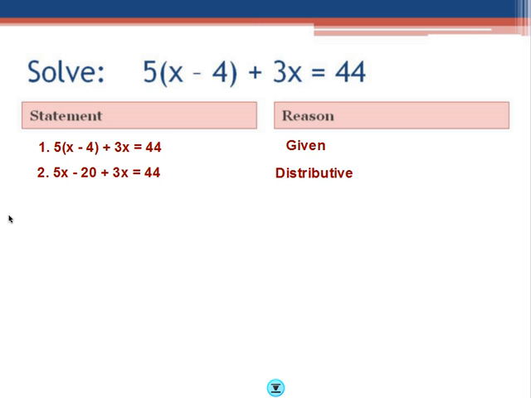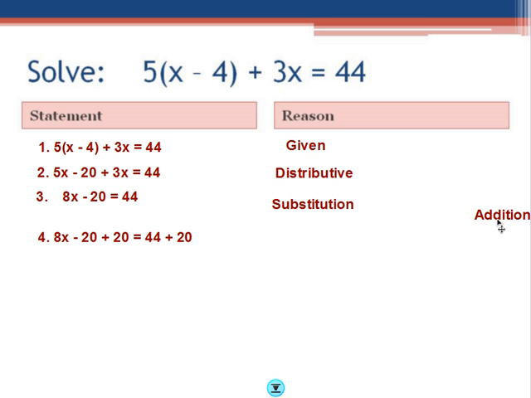Next, we see for step 3, we have a 5x and a 3x. So we're going to combine those. So we're going to take 5x plus 3x out, and we're going to substitute in 8x. So that's just going to be substitution. In our next step, we have 8x minus 20 equals 44, so we're going to add 20 to both sides. So we're adding 20 to both sides. That's our addition property of equality.